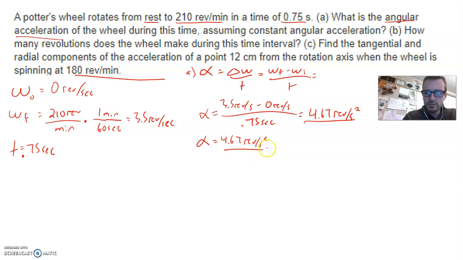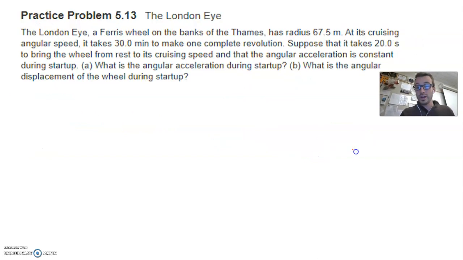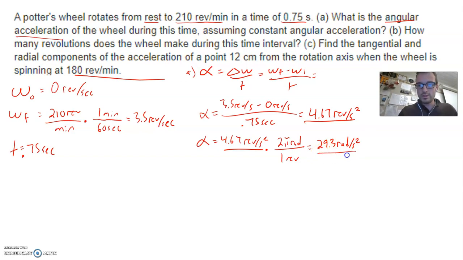I'm going to multiply that with the revs up top there. I'm going to do 1 rev on the bottom and 2 pi radians on the top. That's how you would convert from revs to radians, to cancel that out. And I'm just going to keep that in my pocket here as 29.3 radians per second squared. Turns out we're going to need that later anyway. So that's part A. I got 2 answers, but they're the same. They're just in different units.